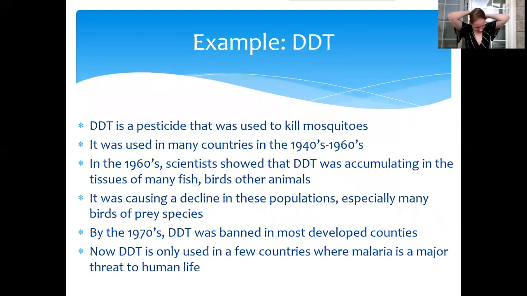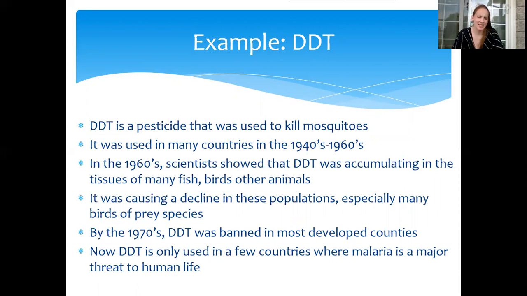So one example of this that you do need to be familiar with is DDT, which is a pesticide that used to be really widely used to kill mosquitoes. Back in the 1940s, 50s, and 60s, this was used pretty much all over the world, including here in Canada.